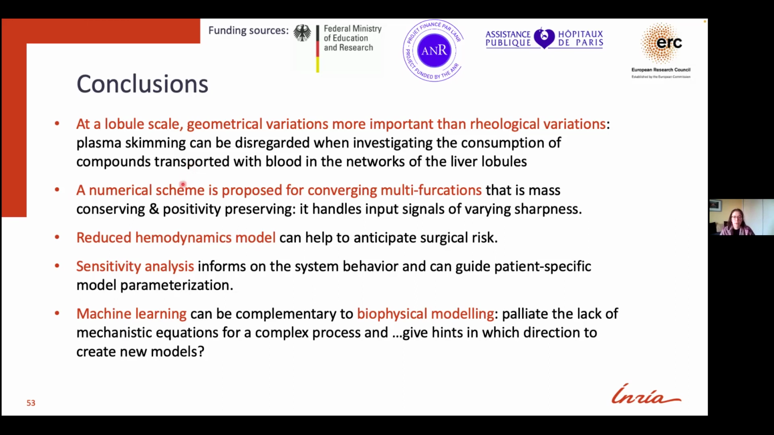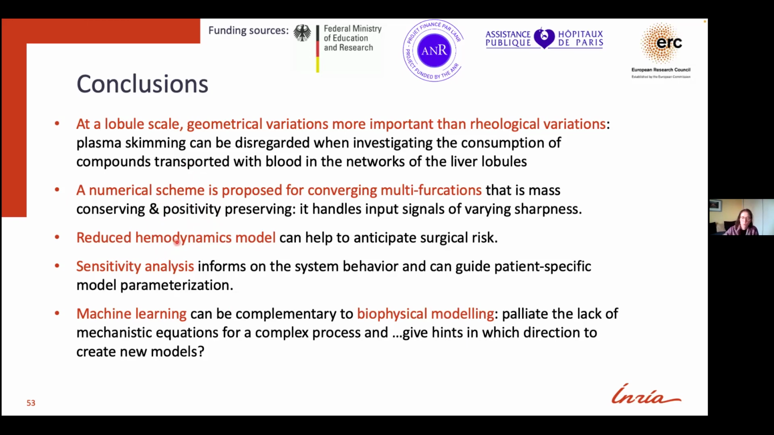We've also seen that from a numerical point of view, if we look at transported compounds, we really need to be careful about using proper numerical schemes. But nevertheless, in all that I've shown you, reduced models are really enough compared to 3D models to help anticipate surgical risk.